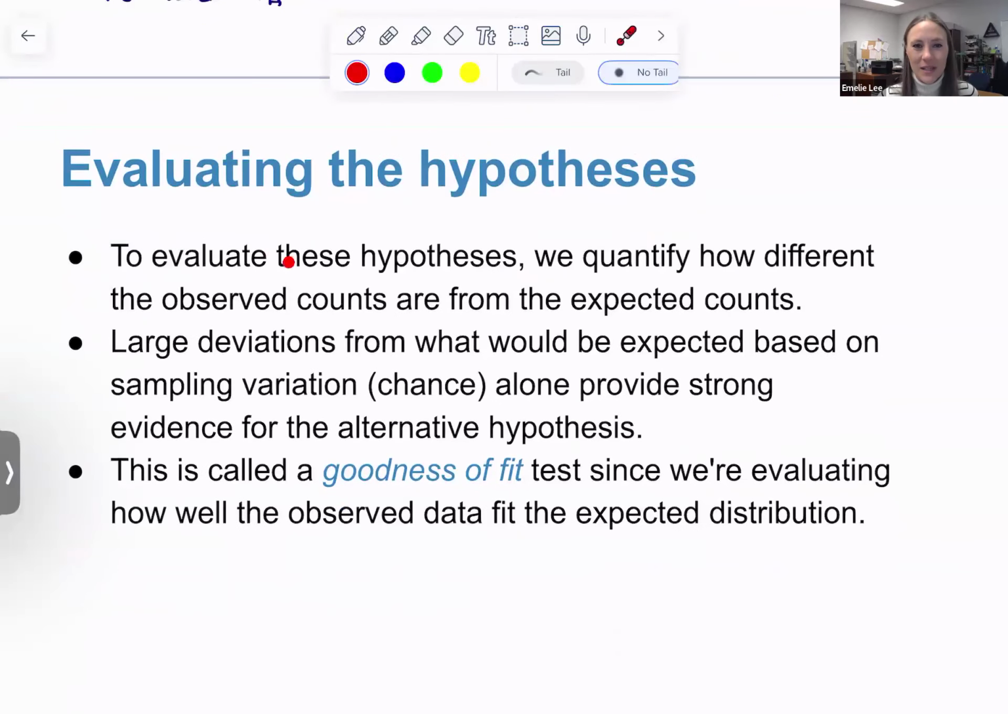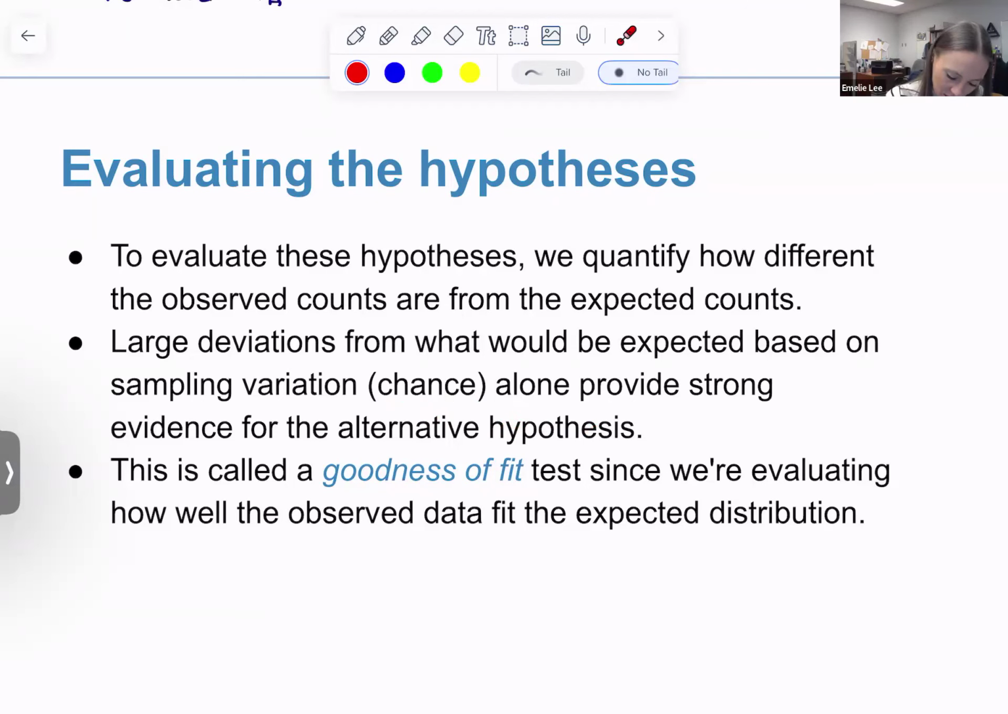So to evaluate these hypotheses, what we do is the same thing that we have been doing for hypothesis testing. We see how far those observed counts are from the expected counts. How we're going to do that is just slightly different, and that's where the chi-squared part comes in. Large deviations from what would be expected based on sampling variation or chance alone provide strong evidence for the alternative hypothesis, or rather against the null hypothesis.